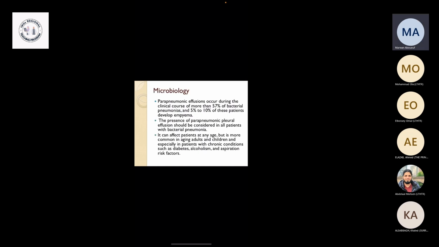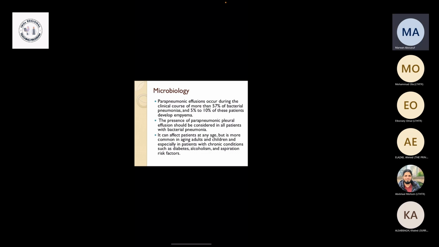The microbiology. Parapneumonic effusion occurs during the clinical course of more than 57% of bacterial pneumonia, and 5 to 10% of these patients develop empyema. The presence of parapneumonic pleural effusion should be considered in all patients with bacterial pneumonia. It can affect patients at any age, but it's more common in aging adults and children, and especially in patients with chronic conditions such as diabetes, alcoholism, and aspiration risk factors.